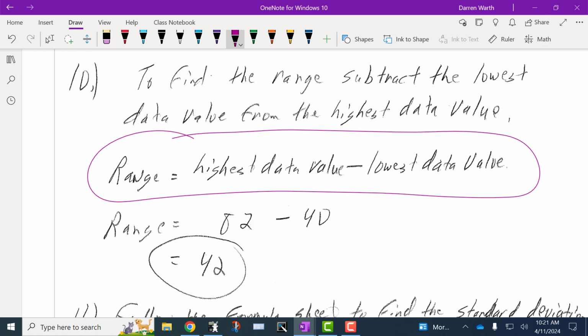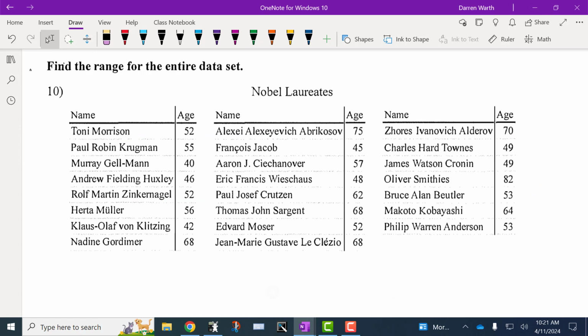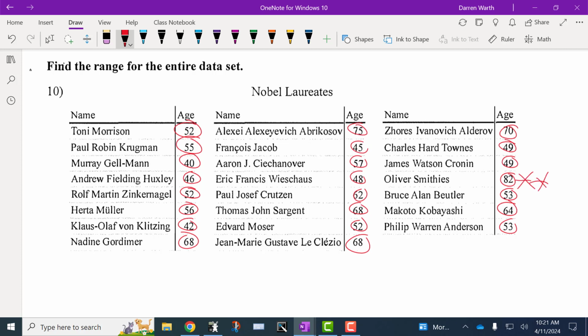So I just have to go back to my data and find the highest data value and the lowest data value. As I look at all my data, there's a lot of data here. I've got 52, 55, 40, 46, 52, 56, 42, 68, 68, 52, 68, 62, 48, 40, 57, 45, 75, 70, 49, 49, 82, 53, 64, and 53. As I look at this, it looks like 82 is the largest number. Let me look over all my data and double check it. Yep, it's going to be 82. So 82 is my largest data value.